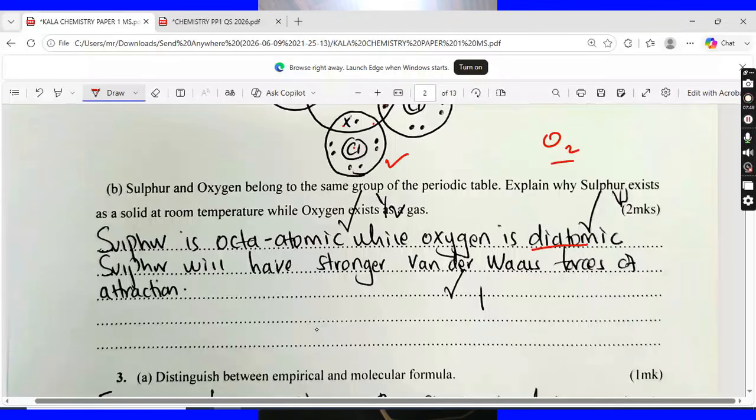Therefore, sulfur will have stronger van der Waals forces of attraction compared to oxygen. Sulfur is octaatomic. It has 8 atoms combined together. Therefore, the van der Waals forces are likely to be very strong when you compare with that of oxygen. That is why sulfur is a solid at room temperature, while oxygen is a gas, yet they are in the same group.